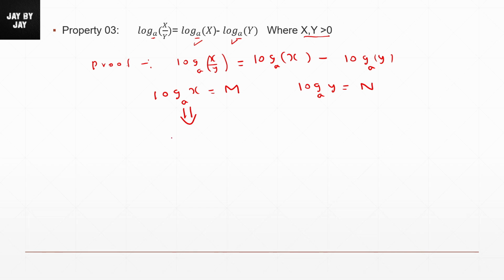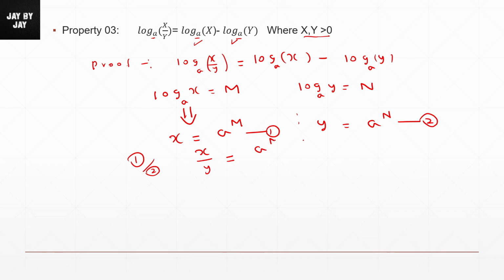We can write x equals a to the power m, and mark it as equation number 1. And using the same concept, y equals a to the power n, which we mark as equation number 2. Then we need to make x divided by y. To do that, we can do equation 1 divided by equation 2. So on the left-hand side we write a to the power m divided by a to the power n.